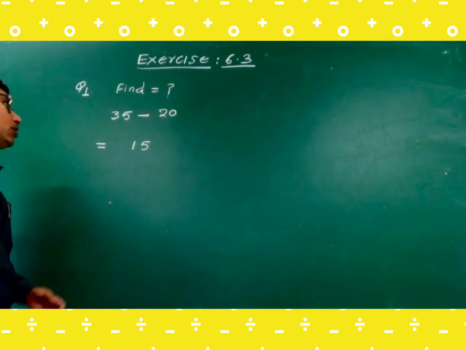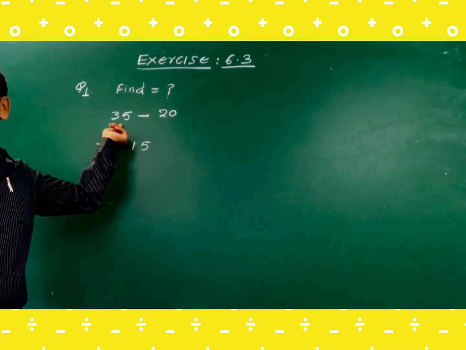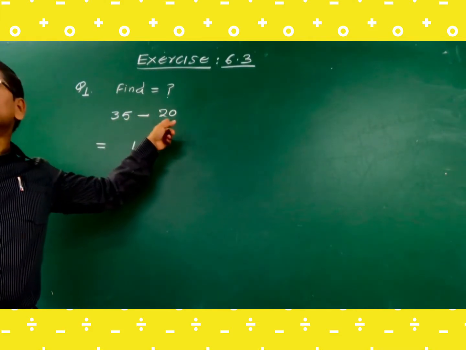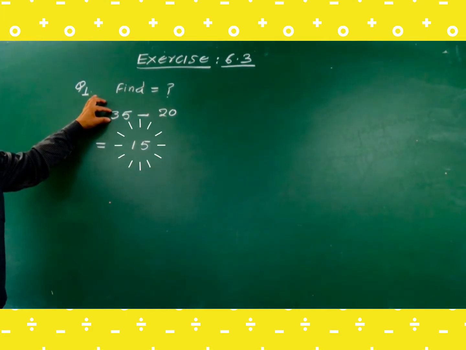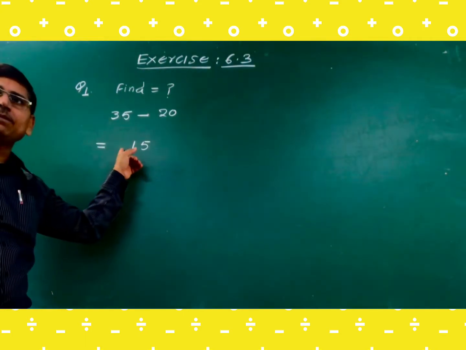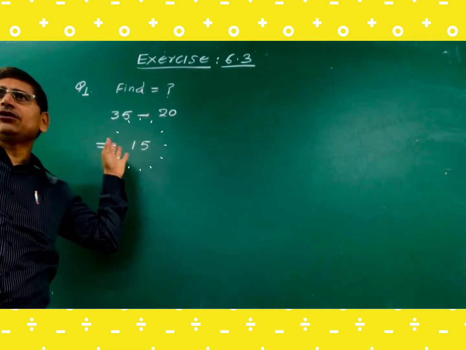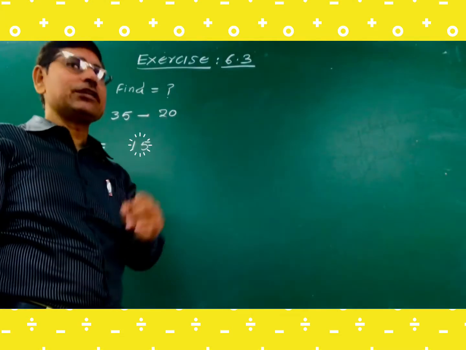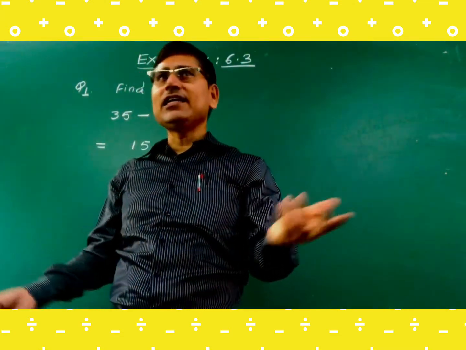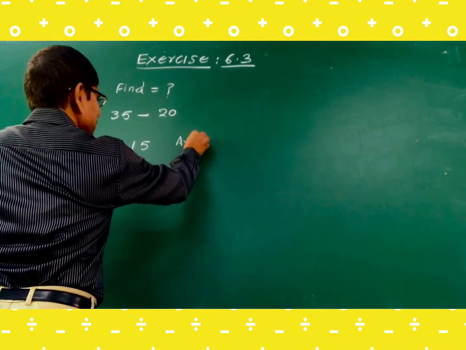And now you will observe which integer is greater without any sign, 35 or 20. 35 is greater and 35 has a positive sign. So you will mark a positive sign here, but there is no need to write plus 15 because it is understood that this 15 is a positive integer. So finally this is the answer of this question.